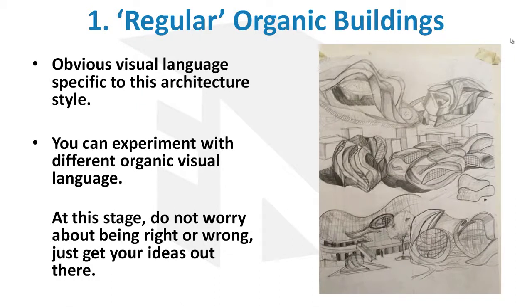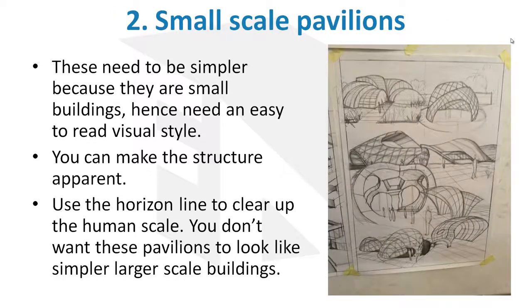Obviously you can experiment with different types of visual language like this. But at this stage, don't worry too much about being right or wrong. Just get your ideas out there. There's also small scale pavilions, like the ones on the right hand side. They need to be simpler. They are very small buildings at the end of the day. You can make them basically take shape from the structure itself that generates them. You can use the horizon line to show the scale that they're small pavilions, okay?